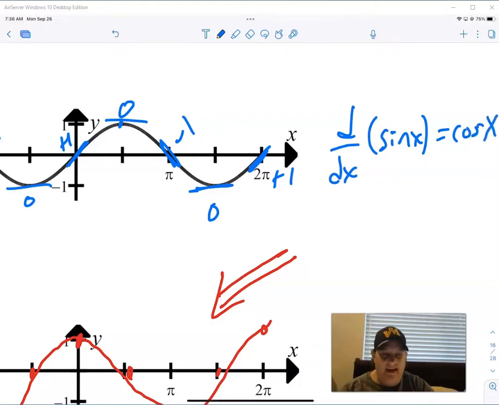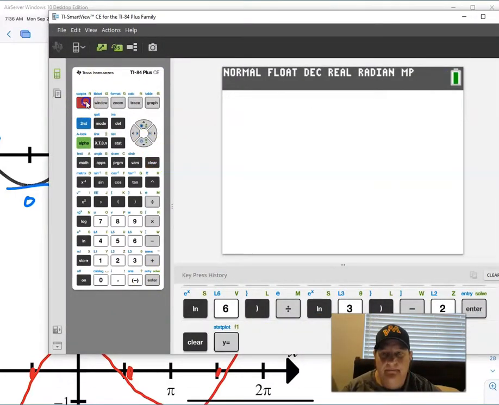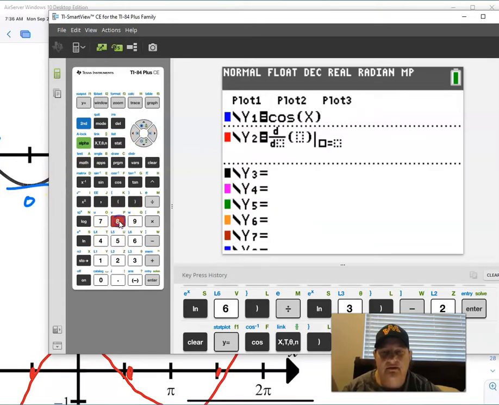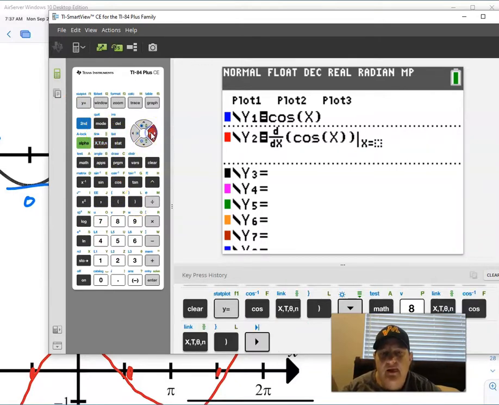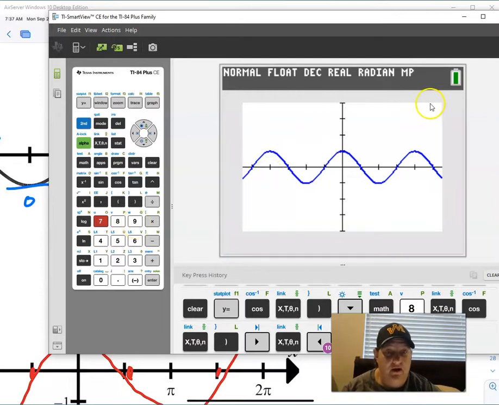Okay? Now let's see if we can figure out the derivative of cosine. Let's just look on my graph here. I'm going to go ahead and put cosine of x right here. And then below it, I'm going to put the derivative, so that's math 8, of x of y1, or you can just type cosine x, that's fine, if you don't want to go find the y1. And then we put x equals x, and it will draw it. Now first I'm actually going to turn this one off for a minute so you can just see. I'll do a zoom trig. That's the graph of cosine.